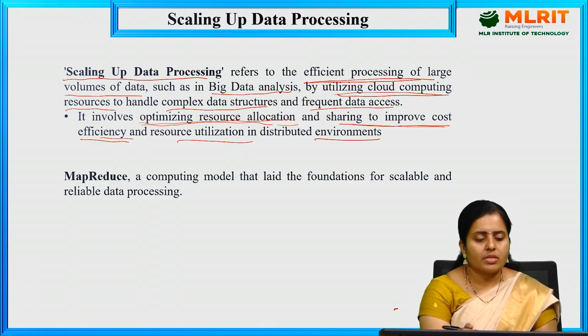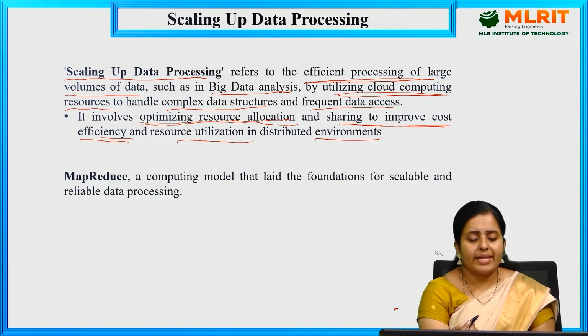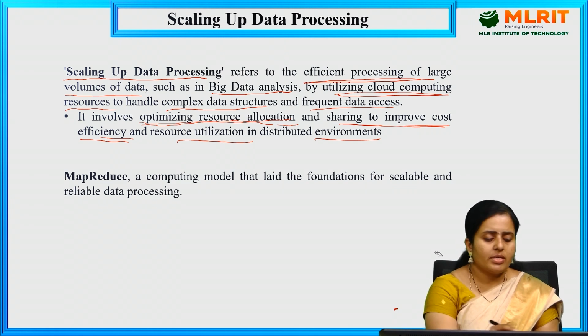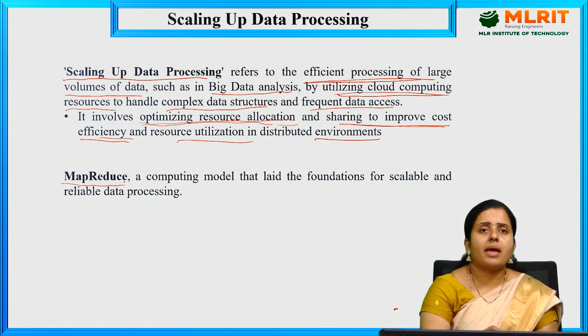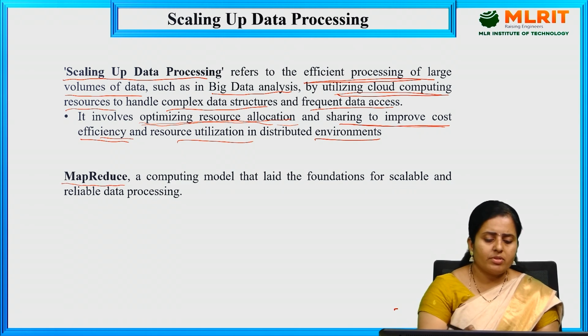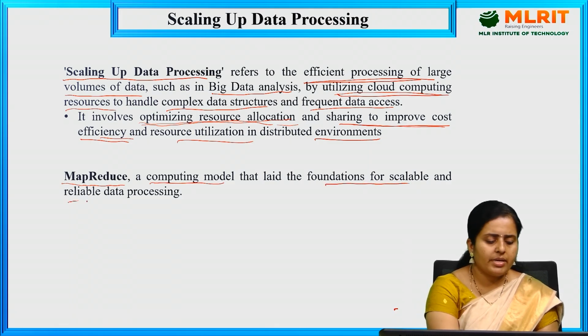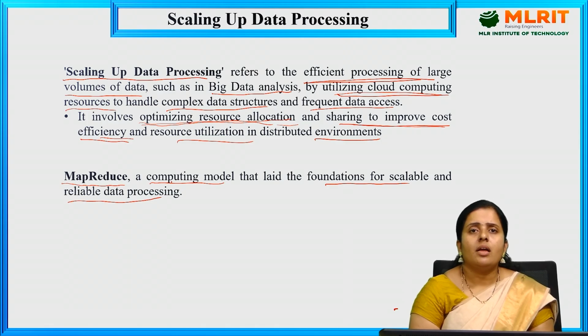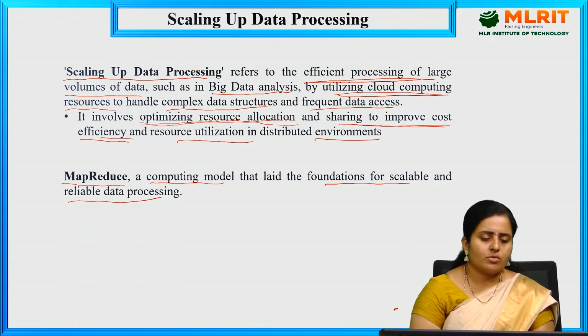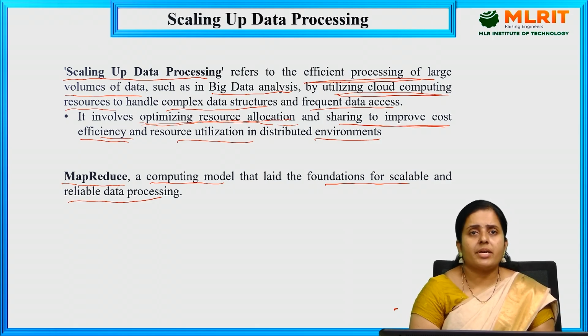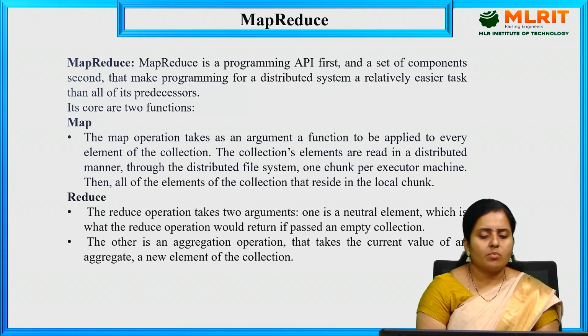To scale up that kind of high volume of data, we require one technology, right? The main important thing here is MapReduce. As you know, MapReduce is a computing model that laid the foundation for scalable and reliable data processing. It is a computing model for handling large volumes of data in a very efficient and easy manner. What does MapReduce mean, what technology does it involve, and what are its properties? We are going to learn in a minute, so we'll move to the next slide.